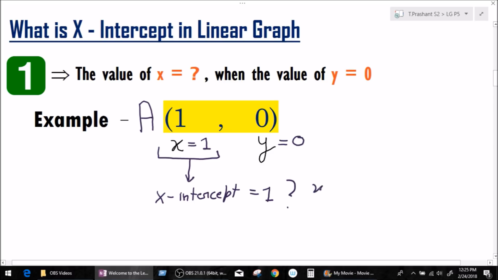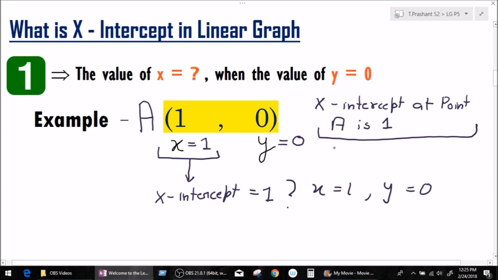Why? Because x is 1 when y is 0. So what is the x-intercept at the coordinate A? The x-intercept at coordinate A is 1. That is all what we call x-intercept. Isn't that super easy? Right?